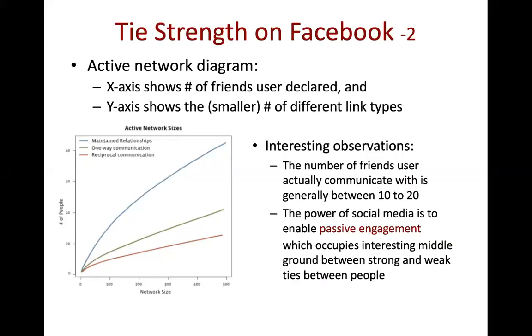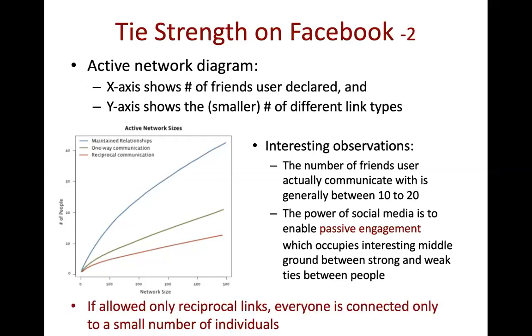So we can recap this observation. The number of friends a user actually communicates with is generally between 10 and 20. And the power of social media is to enable passive engagement, which occupies a middle ground between strong and weak ties between people. So basically, social networks are very good at this kind of passive engagement, right? We don't need to have direct communication with the person, but we can follow somebody and engage with their content, and that is really enabled by the power of the social network phenomenon. If we allowed only reciprocal links, like just direct links, everyone would be connected only to a small number of individuals. It's like the messengers without the channels that we follow, and this is an example of a network where we have small connected components.